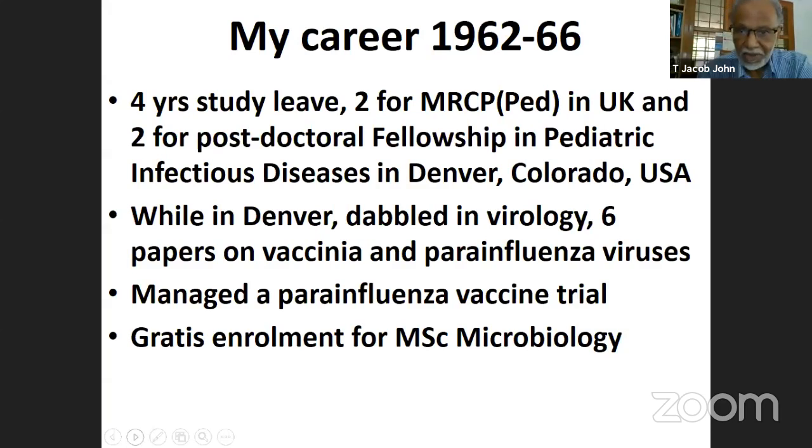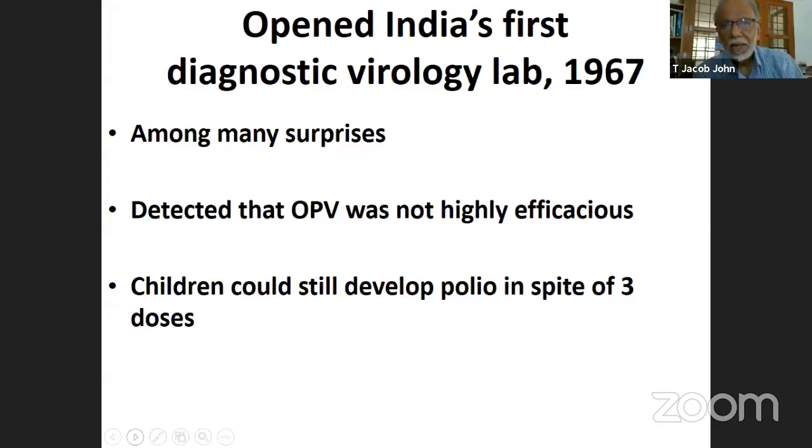I had 6 papers published in virology, 3 on vaccinia, and 3 on parainfluenza virus. And I managed the parainfluenza vaccine trial there. With my background like this, the medical school gave me gratis enrollment for master's in microbiology, and my work on vaccinia was accepted as the required thesis for the master's program. Next slide. So I returned to CMC Vellore in 1966, and I opened a diagnostic virology lab in 1967, the first in the country.